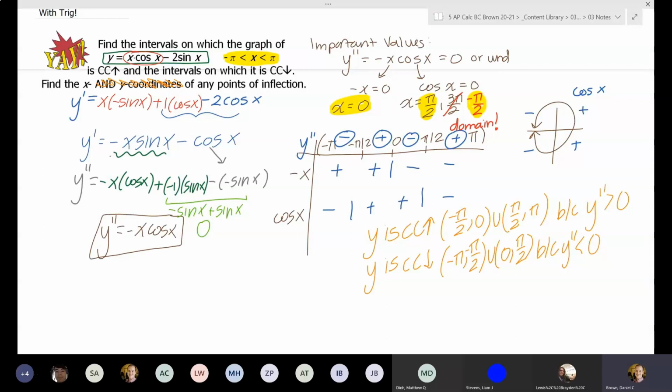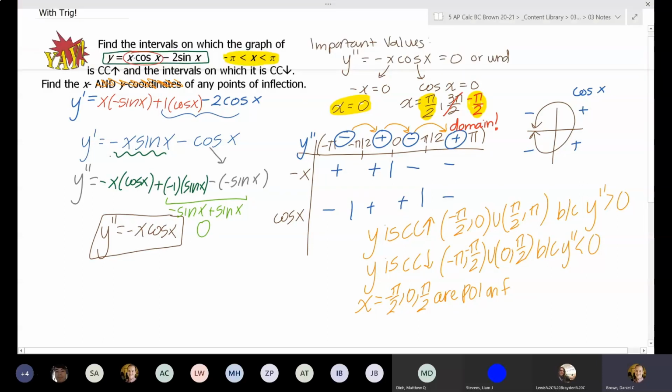Again, it's only officially a point of inflection if the second derivative changes signs. This one, we notice it changes from negative to positive and then positive to negative at every interval. So all those points are going to end up being points of inflection. So my points of inflection are negative pi over 2, 0, and pi over 2. They are points of inflection on the graph of f of x or y.